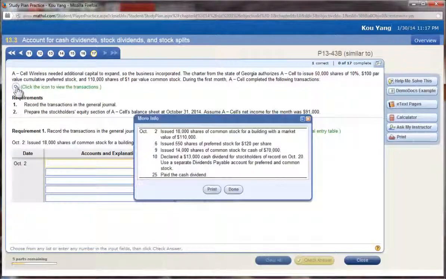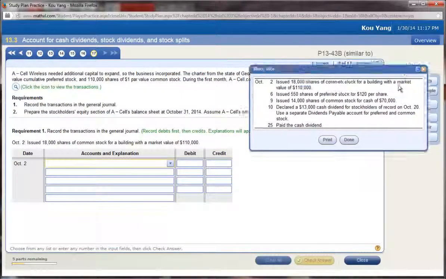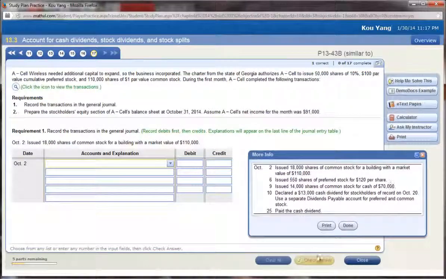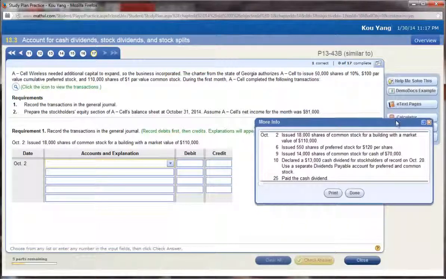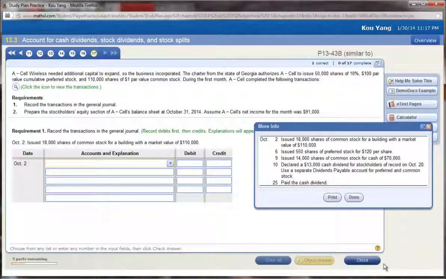So let's click here to see what they have. Okay, so they've got all these transactions, and I'm not going to read them all, but once we get to it, I'll read the ones that we're going to be working with. So requirement 1, we're going to record the transactions in their journal. Like always, we do our debits first, our credits, and then submit our explanations.